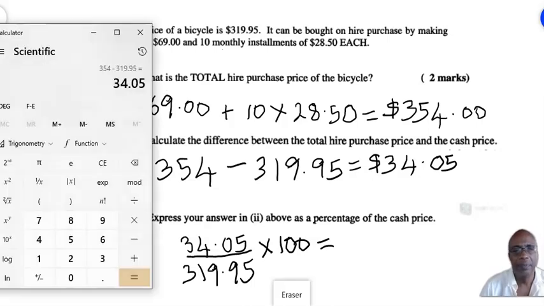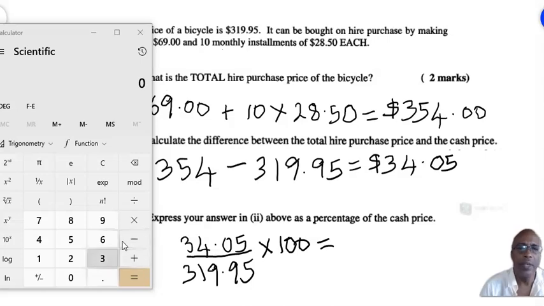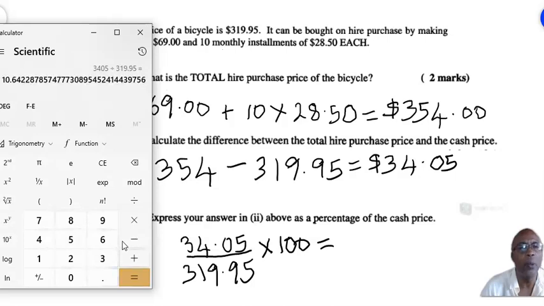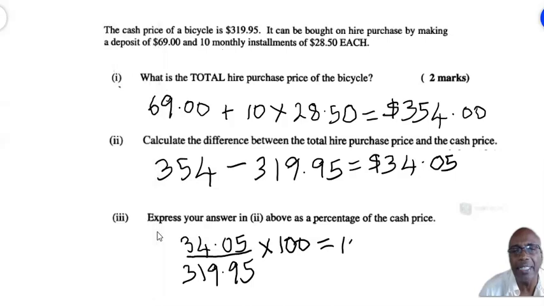That's it, calculator. 34.05 times 100, bring the point forward 2 places to get 3,405, and you divide by 319.95 equals, and you get the answer as 10.642, etc. So you can bring this to 1 decimal place to get the answer as 10.6%. And that is the hire purchase question.